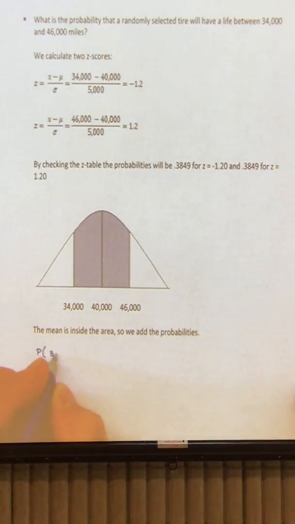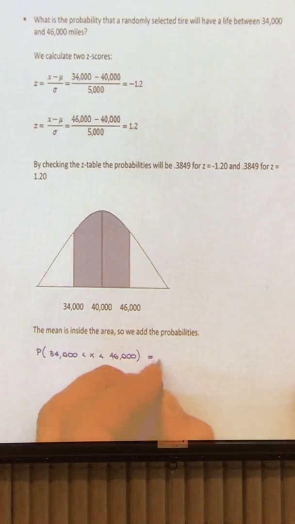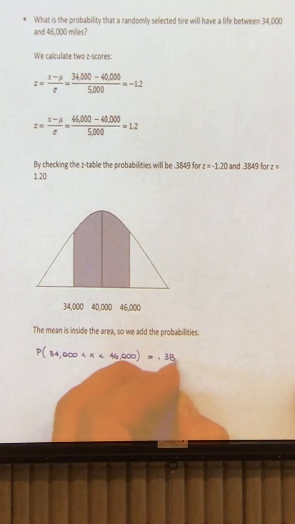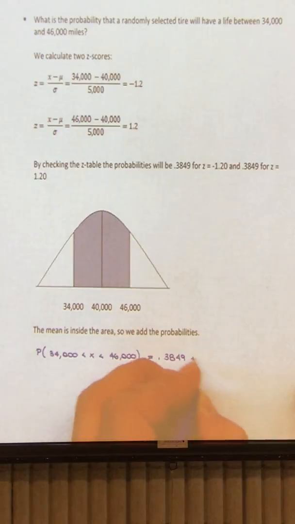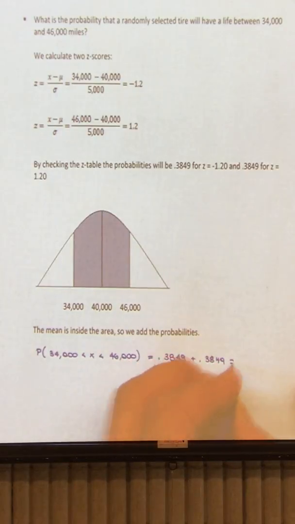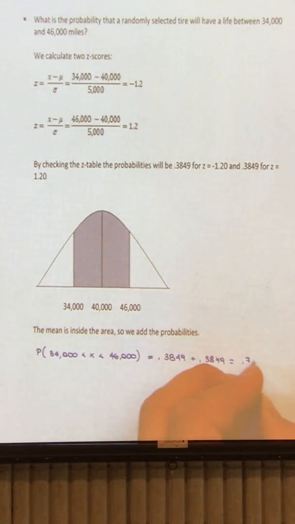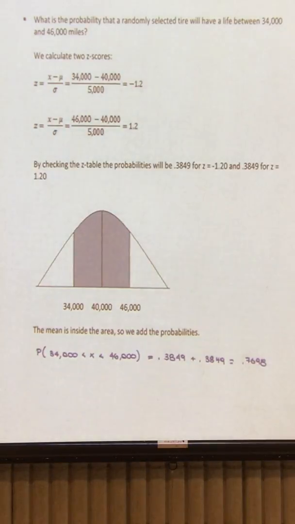So for this problem, we also have to add the two probabilities. So we have to add 0.3849 plus 0.3849, which is 0.7698. And these are the solutions for the exercise for chapter 7.